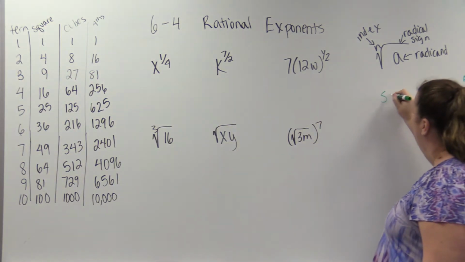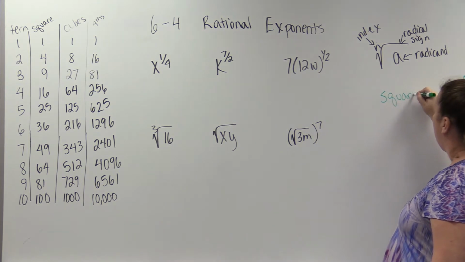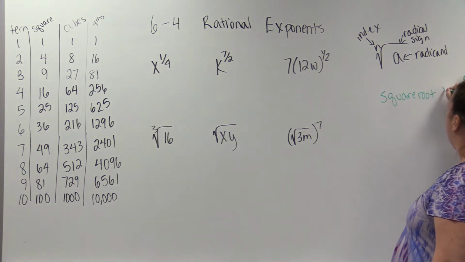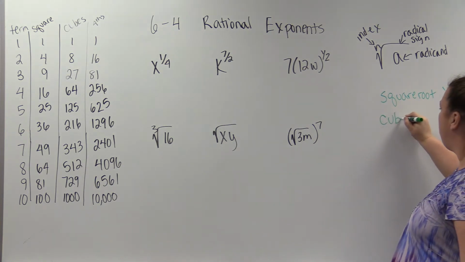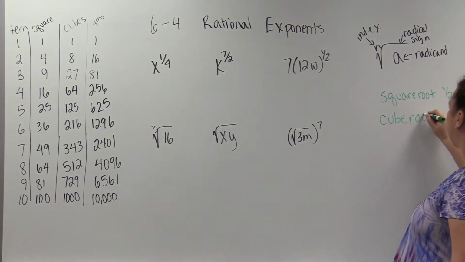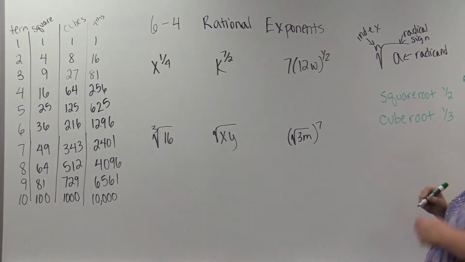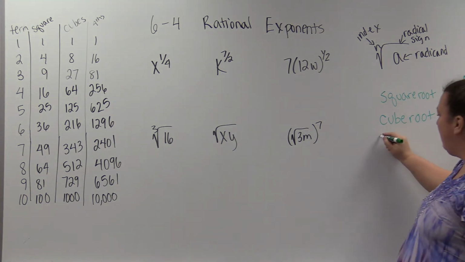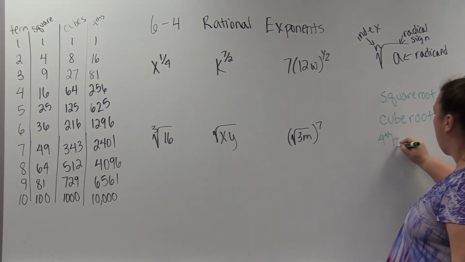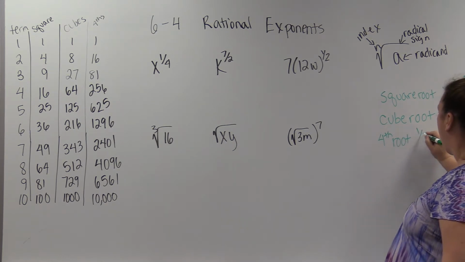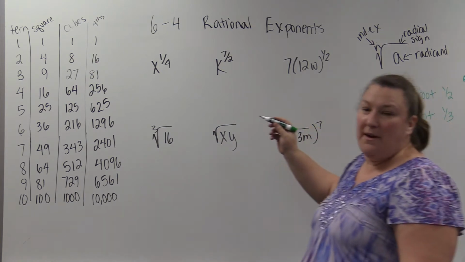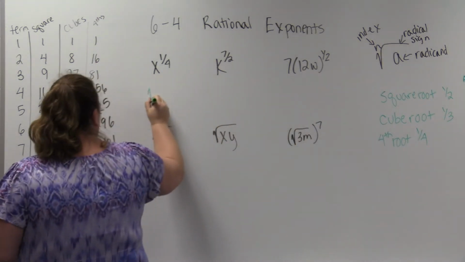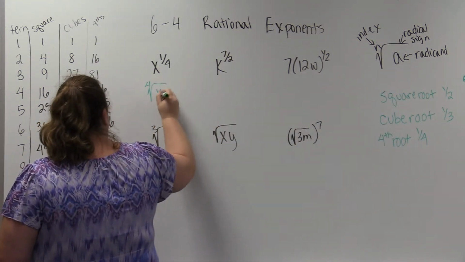Square root has a power of 1/2. Cube root has a power of 1/3. And fourth root has a power of 1/4. And that will get us started. So when I have an exponent of 1/4, this becomes the fourth root of x, and that's my answer.